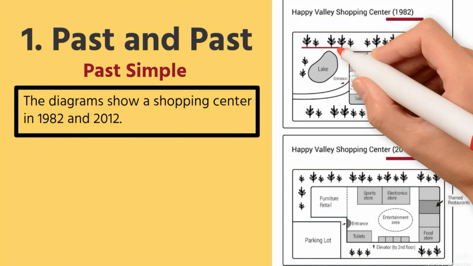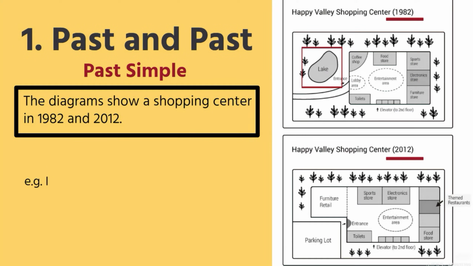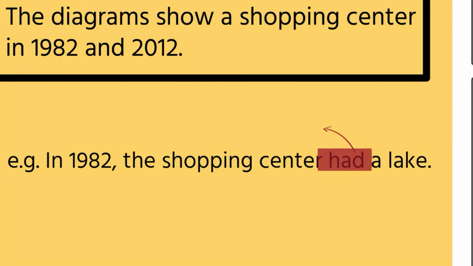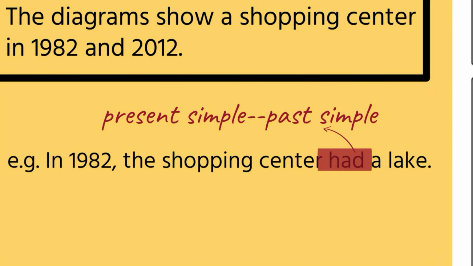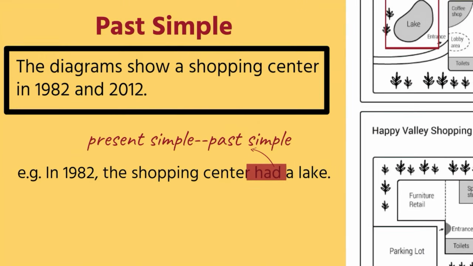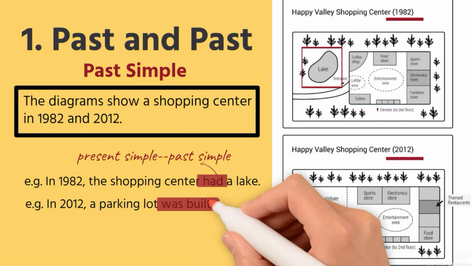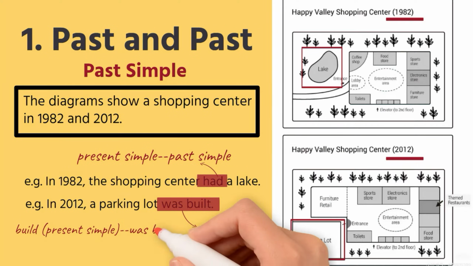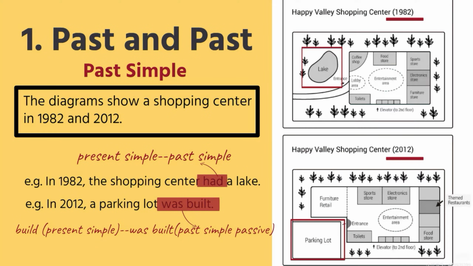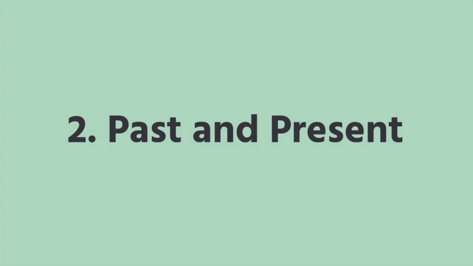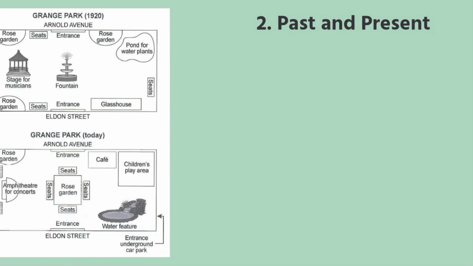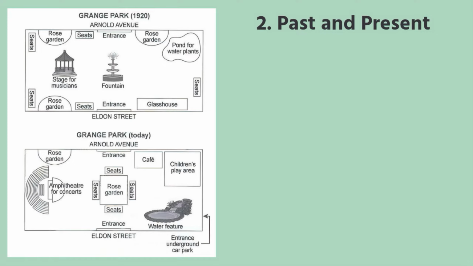For example, in 1982, the shopping center had a lake. Here is a past simple with had from has, present simple. Second, in 2012, a parking lot was built. Here we used the passive was built from build, the present simple. Second, past and present. It means that one diagram of the past, one of the present.